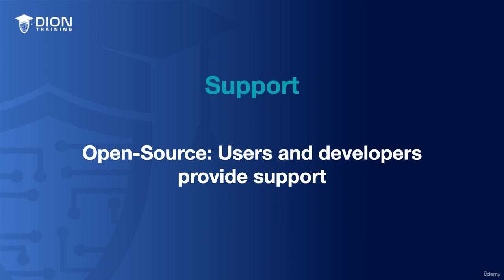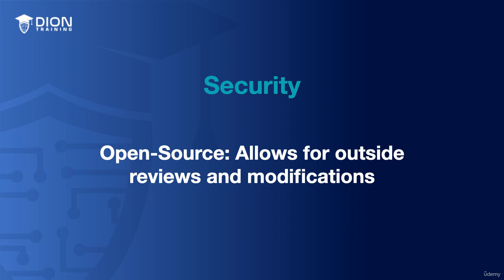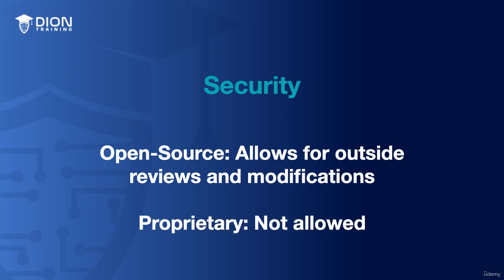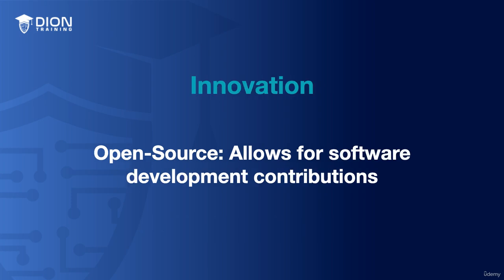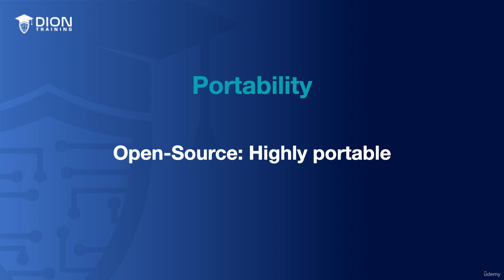Third, we have support. Open source software typically has a community of users and developers that provide support, while proprietary software may have more in-depth paid support options. Fourth, we have security. Both open source and proprietary software can have security vulnerabilities, but open source software allows outside organizations to review and modify the source code, while proprietary software may not. Fifth, we have innovation. Open source software allows organizations to contribute to the development of the software and drive innovation, while proprietary software may not. And sixth, we have portability.